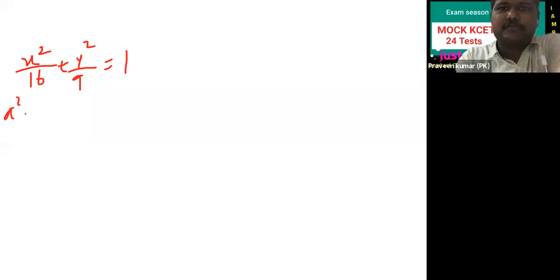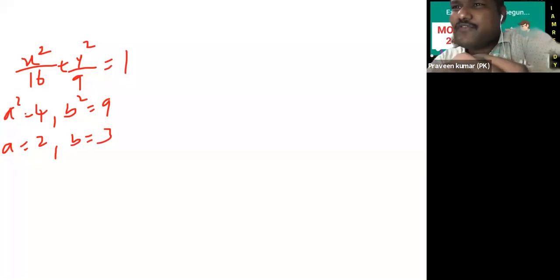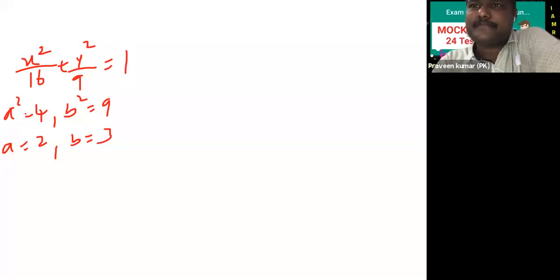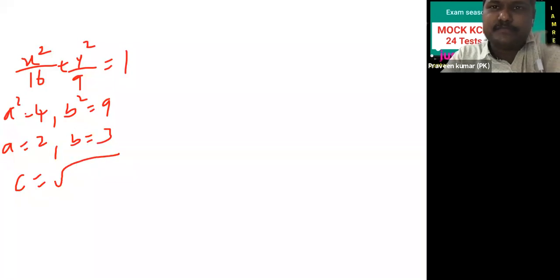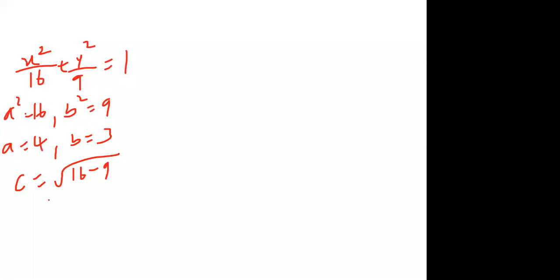A square is 4, B square is 9. A is 2, B is 3. Directrix won't be possible here. It is only the formula for length of latus rectum, 2b square by a. C is root of a square minus b square. So a square is 16, a is 4. 16 minus 9 is root 7.